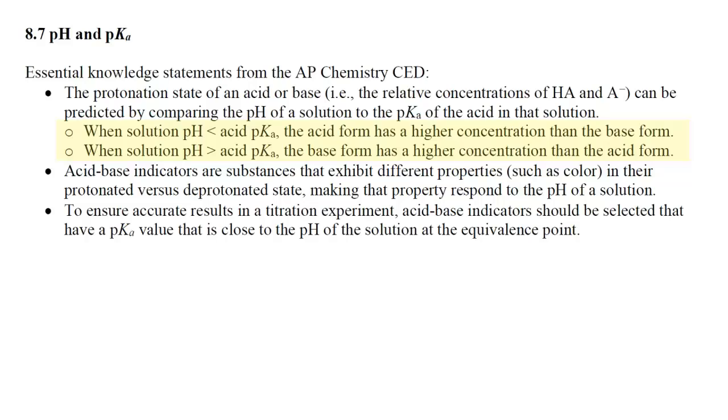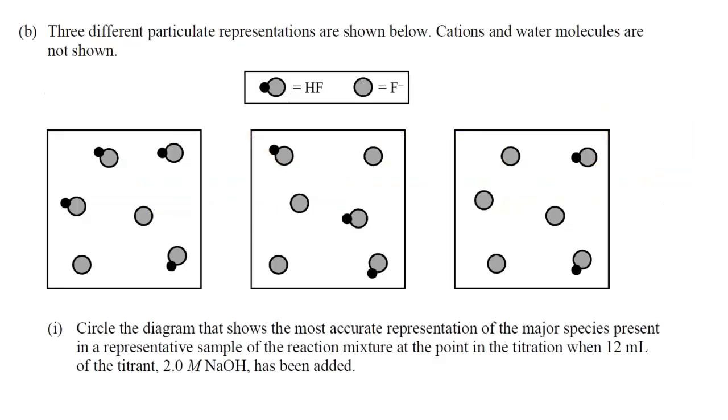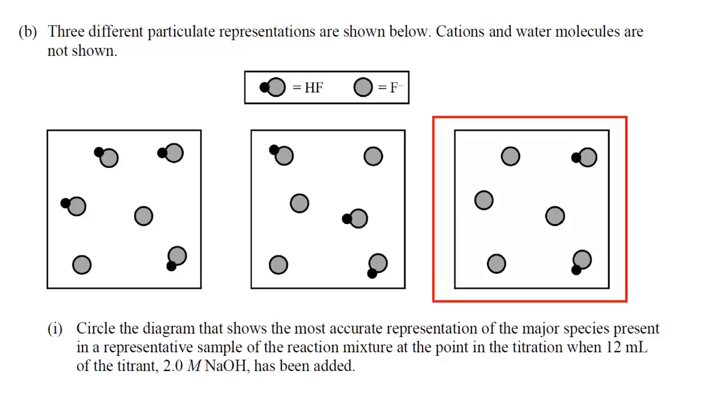So we already know, based on the fact that pH is greater than pKa, there should be more F- than HF in our particle diagram. So we're looking for a particle diagram in which there are more F- ions than HF molecules. And that would be the diagram on the far right. So because pH is greater than pKa at this particular point in the titration, then there should be a higher concentration of F- as compared to HF.